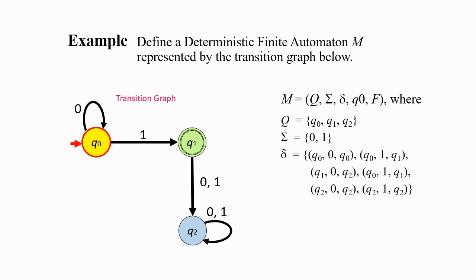Then the initial state is Q0, indicated by this arrow. So that's Q0 is Q0. Then the final state is only one here, so that is Q1. So our F is only the singleton Q1.